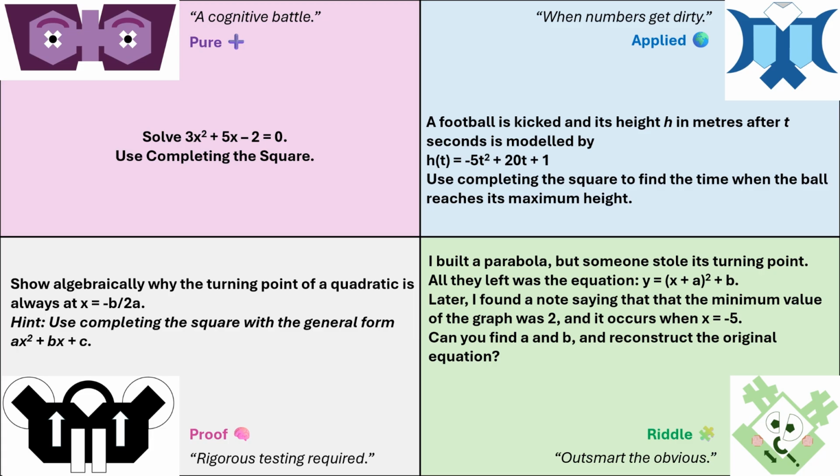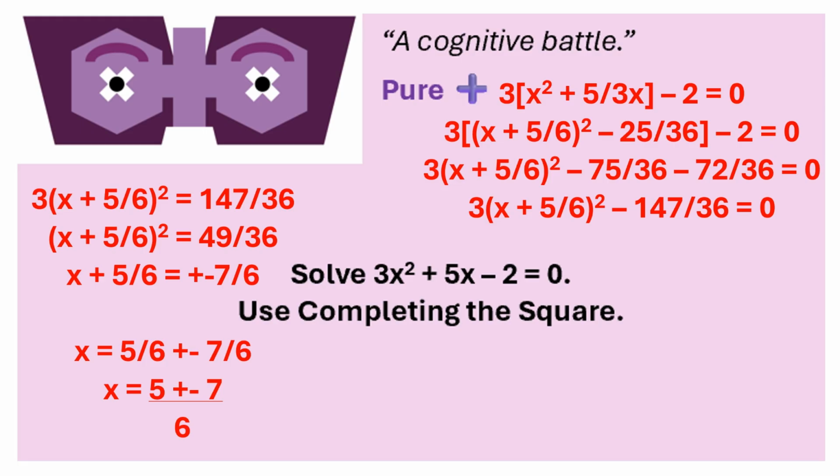Okay, let's get on with it then. For the pure maths, it's a pretty simple question, just like the ones we did in the practice question segment. Factorize out the 3 in the beginning, then factorize what's inside the brackets. Make sure to multiply the 3 back onto the minus 25 over 36, and then collect the like terms. From there, it's just rearranging the equation.